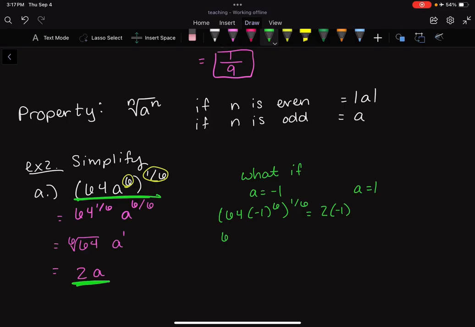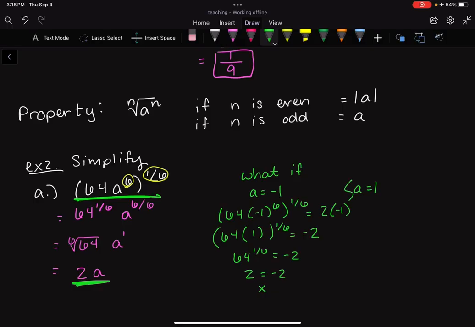So I'm going to simplify here. 64 times (-1) to the power of 6 would just be 1. 2 times -1 would be -2. So here I get 64 to the 1/6 equals -2. So this gives me 2 equals -2. But that's not right.